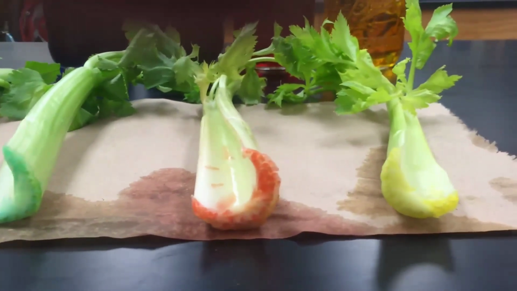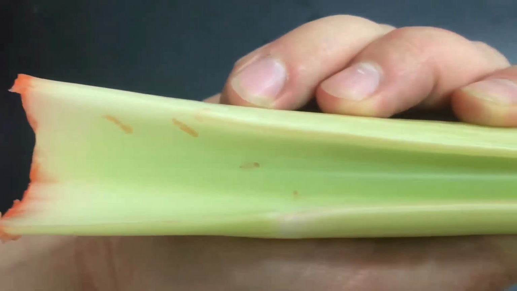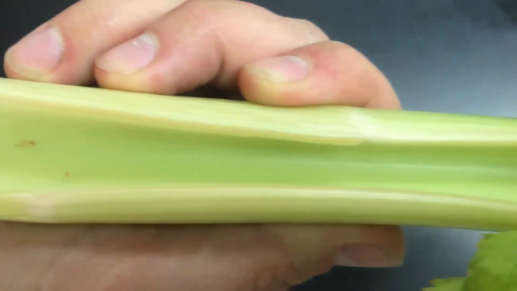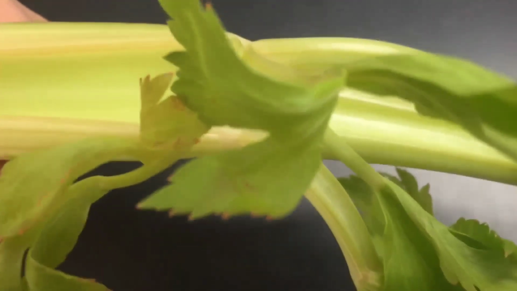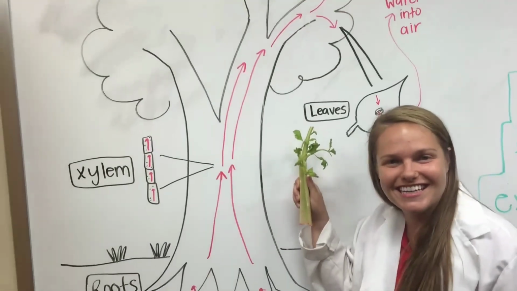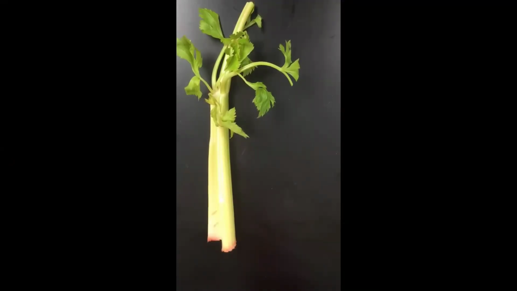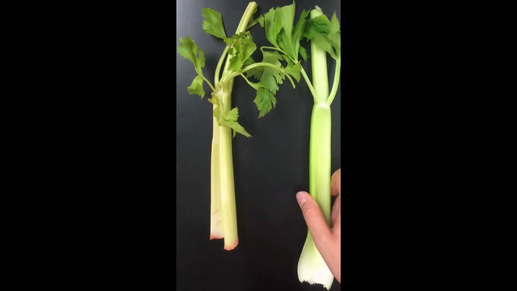Now let's check out the tops and see what they look like. As we move from the base of the celery to the top, you can see red coloring throughout the stalk. Even in the leaves, there's red coloring. That's pretty neat. It's just like our tree. For a good comparison, take an unused piece of celery and look at the difference.